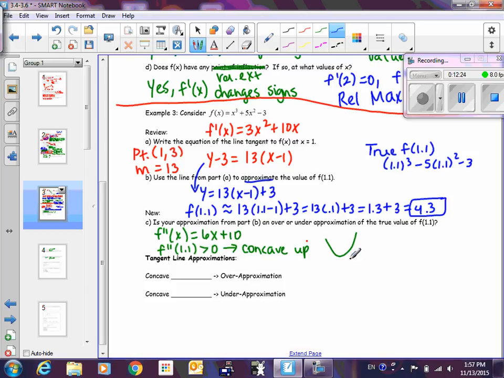So that's our little sketch of f of x. Let's say 1 is right here. And so I drew a tangent line. Okay, and so that's where 1 is. Right there is the true value of f of 1.1. Down here is the approximate value. Okay? So this is why this works.